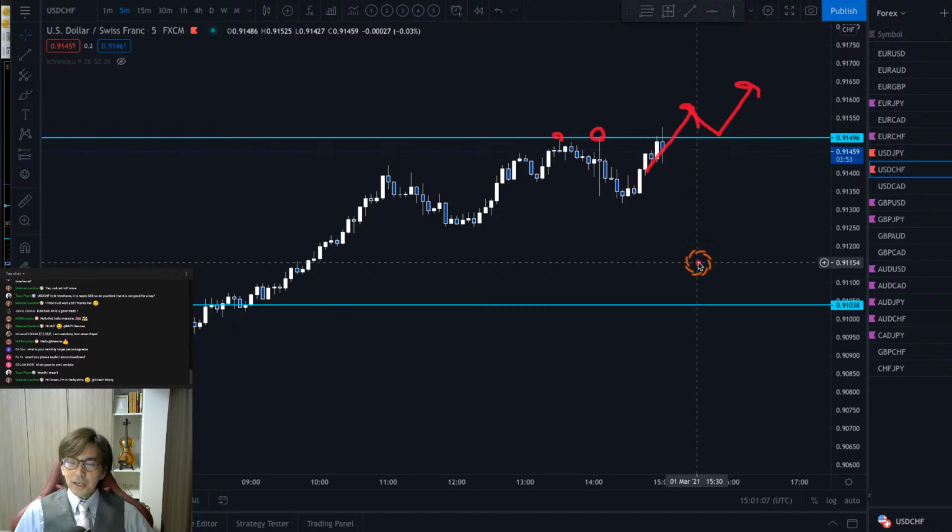Yeah, on average I have 10% to 20% return per month. In the month of February it was 11.4% return.